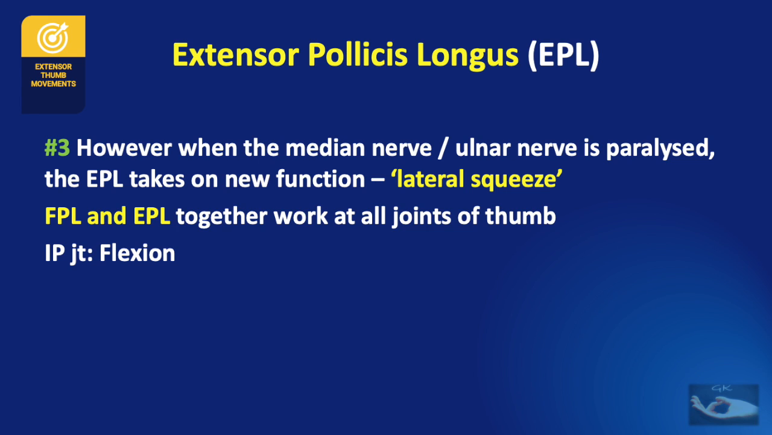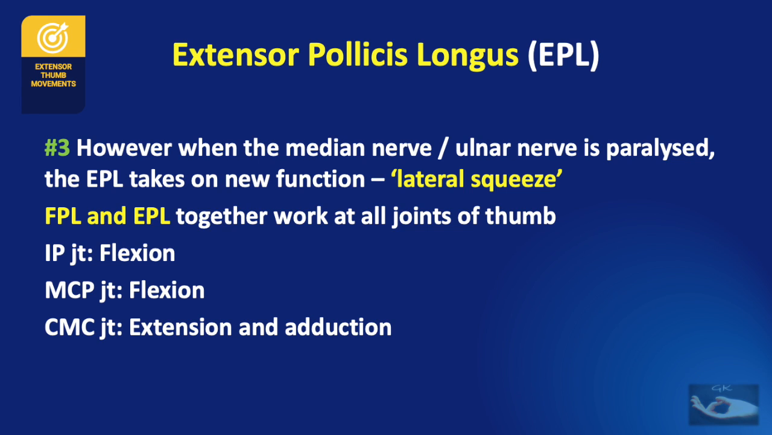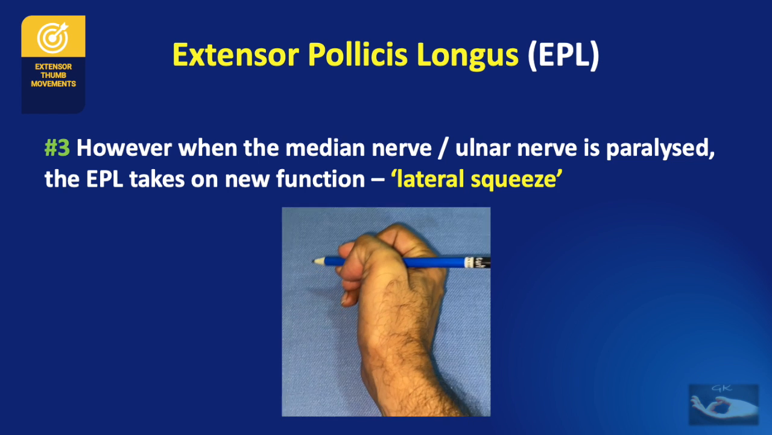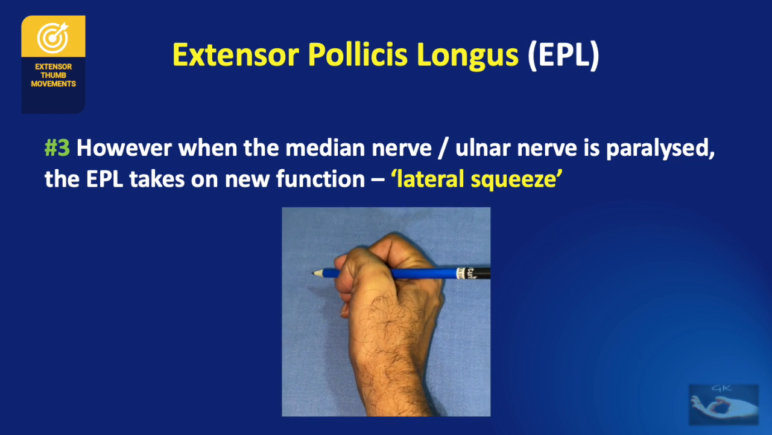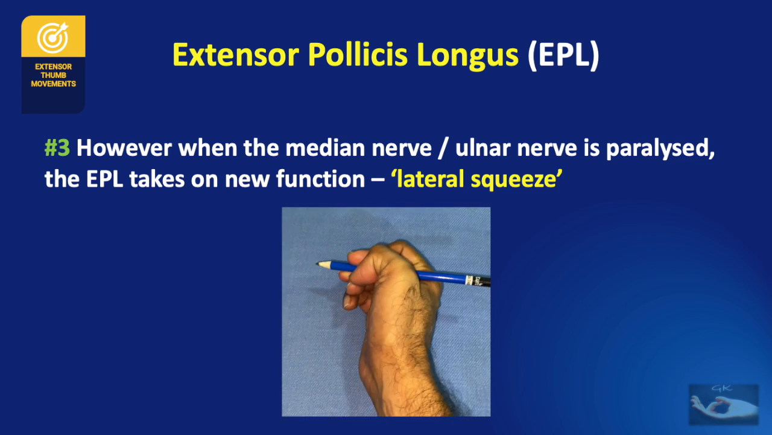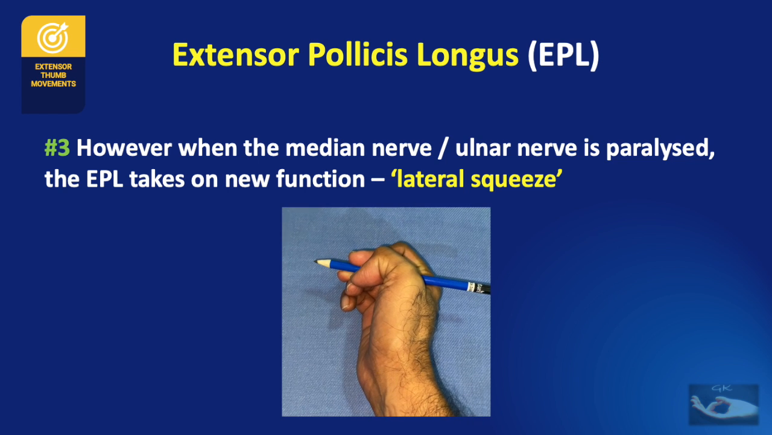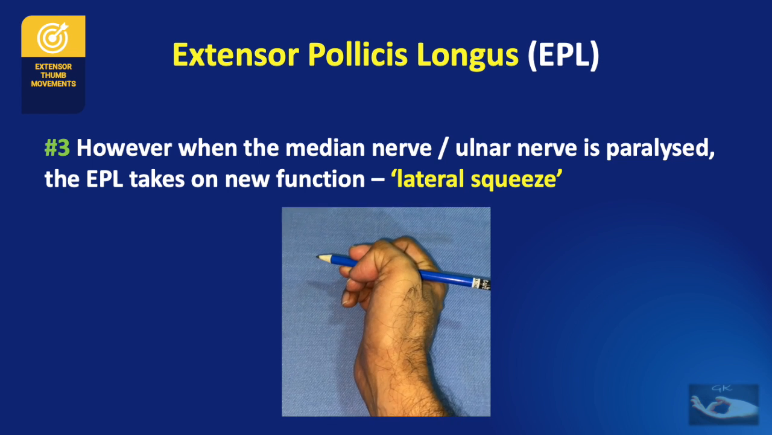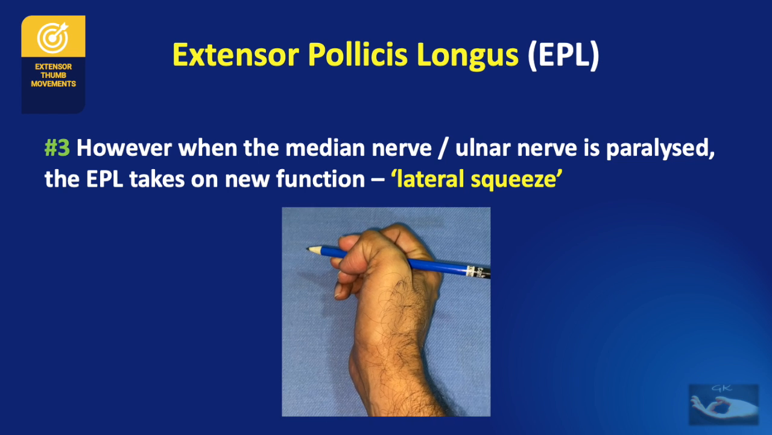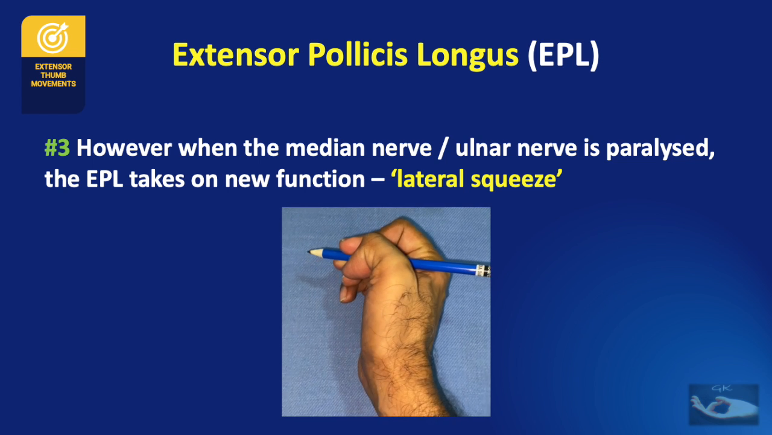So what we find is flexion at the interphalangeal joint and flexion at the metacarpophalangeal joint owing to the more powerful FPL on these two joints, and extension and adduction at the CMC joint owing to the more powerful extensor pollicis longus on this joint. So this is the lateral squeeze that occurs. Flexion at the IP joint, flexion at the MCP joint, and adduction and extension at the CMC joint, giving some sort of prehension to this paralyzed thumb.